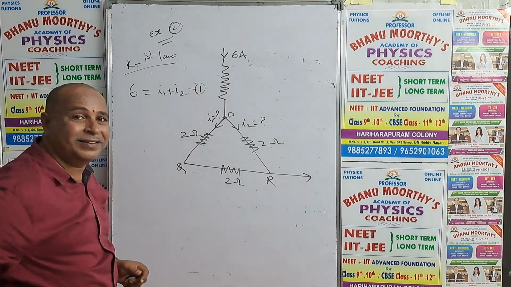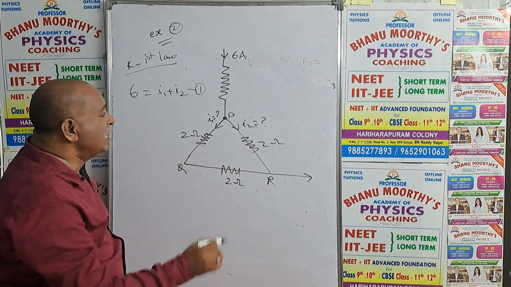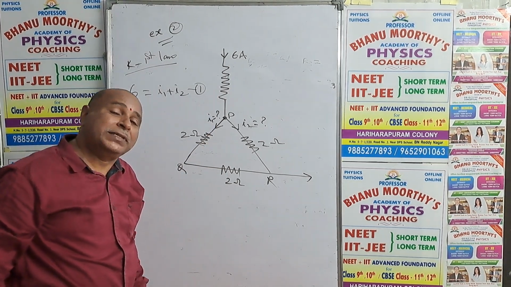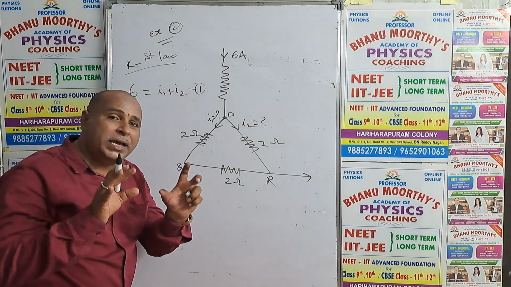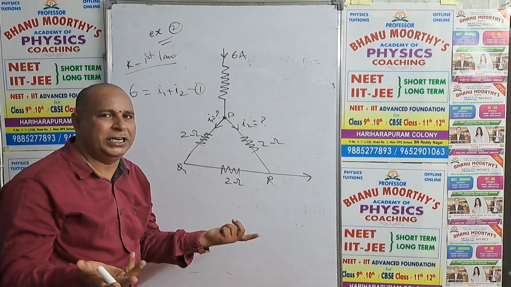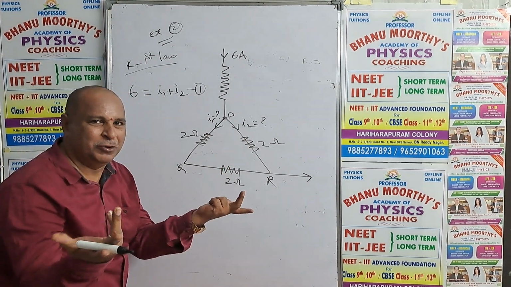Equation number 1. That's a very simple problem. So, Kirchhoff's second law I am implementing now. Kirchhoff's second law is what? The algebraic sum of EMFs equals the algebraic sum of potential differences. Right? So, the algebraic sum of EMFs means 0.